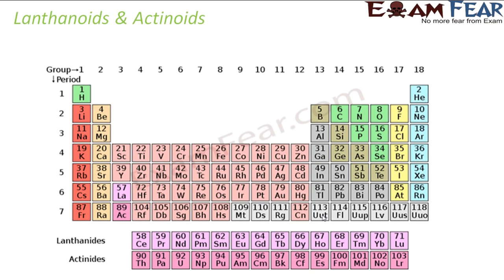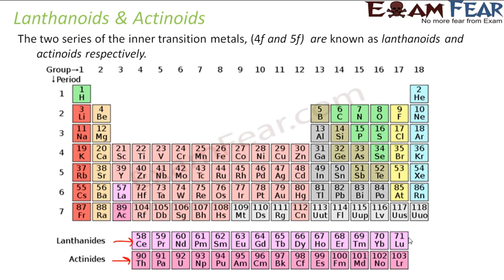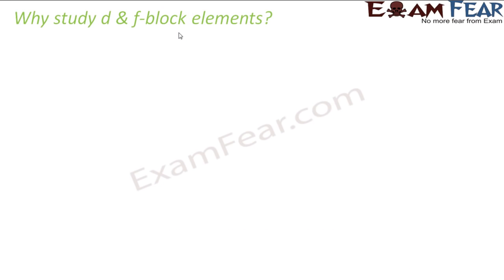As I have told, these elements are my lanthanides from 58 to 71, and these elements from 90 to 103 are my actinides. See, there are two series of inner transition metals and they are called inner transition. Now the question comes is, why should we study D and F block elements?